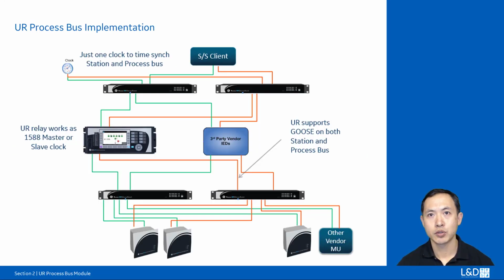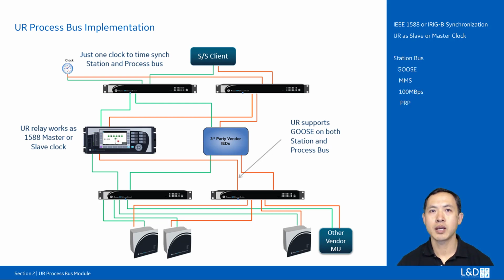One clock can be used to synchronize station bus and process bus. This can be IEEE 1588 or IRIG-B. UR behaves as master clock at the process bus level when synchronized from station bus via IRIG-B or IEEE 1588. If time source is lost at station bus, UR continues as master clock at process bus level. UR behaves as a slave clock at the process bus level when synchronized from process bus via IEEE 1588.